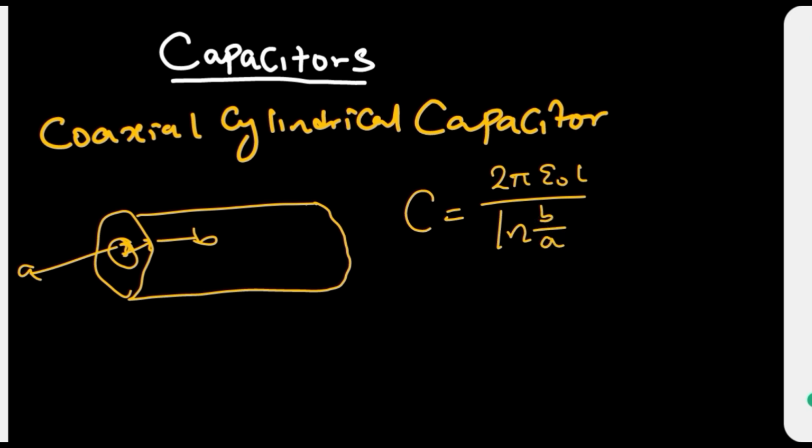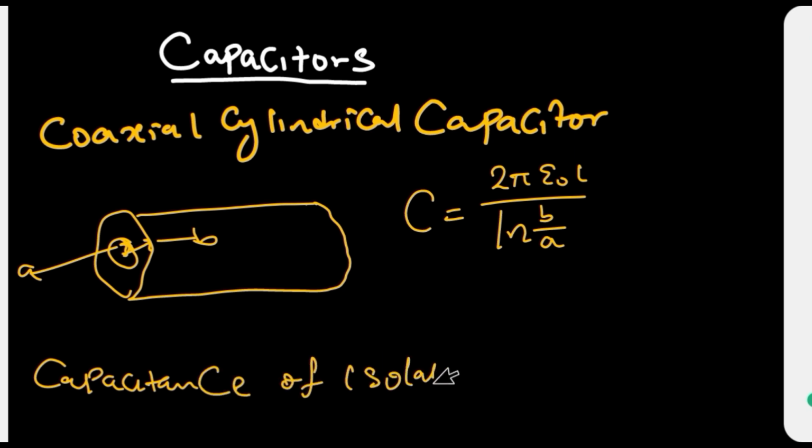The next type of capacitor we'll talk about is the capacitance of an isolated conducting pair.